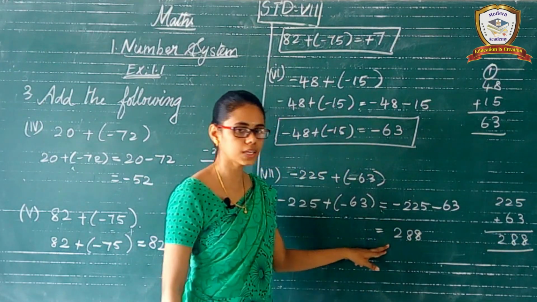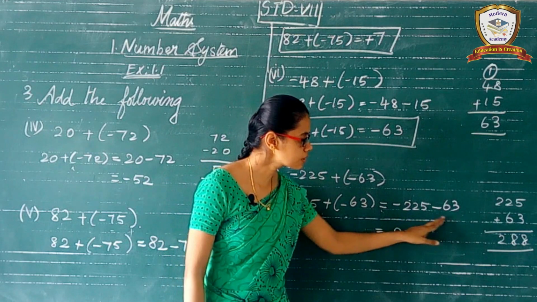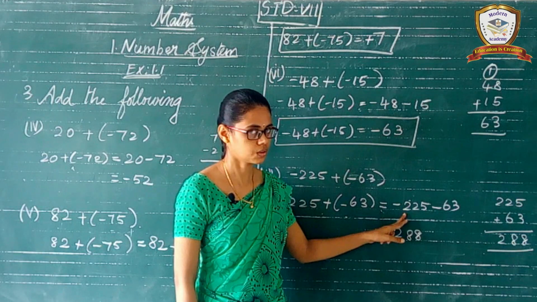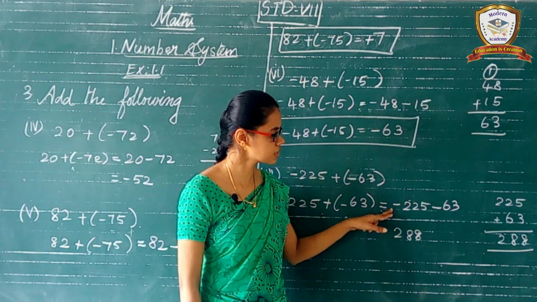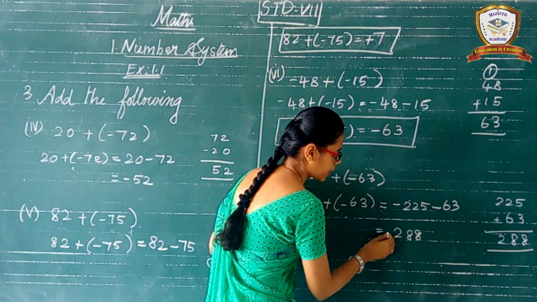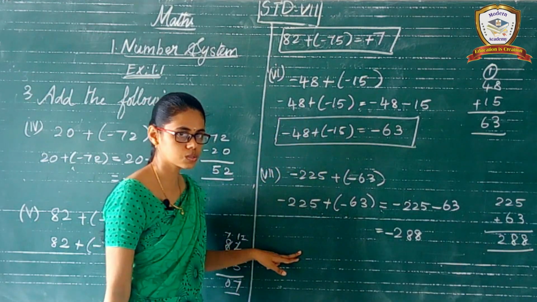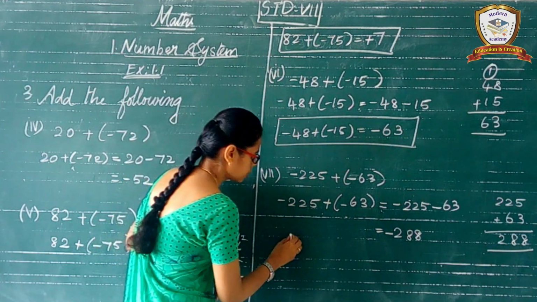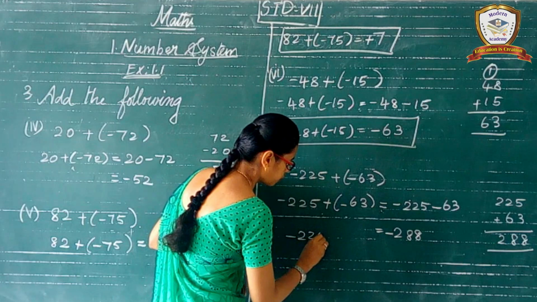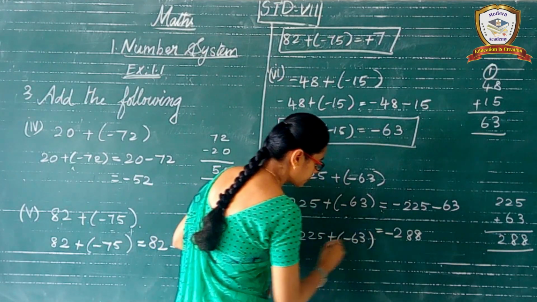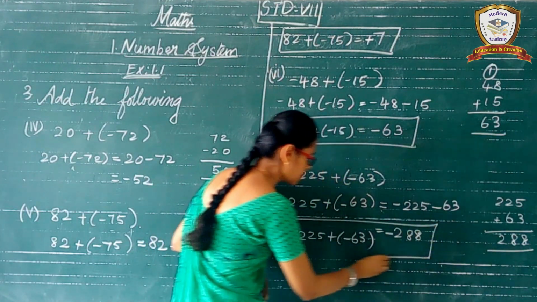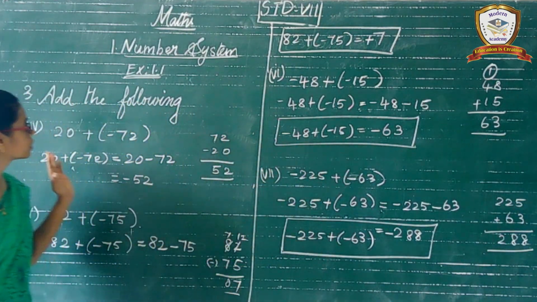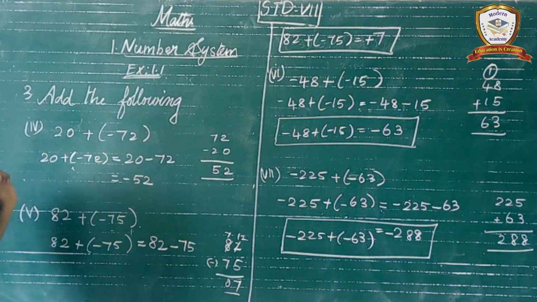And one most important thing, the symbol. Which one is the biggest number? The greatest number? 225. Right. So the sign of 225 is the sign of the answer. Finally we mention the greatest number's sign in our answer. So the answer is: minus 225 plus of minus 63 equals minus 288. Can you understand this? All the sums for the third round? Okay.